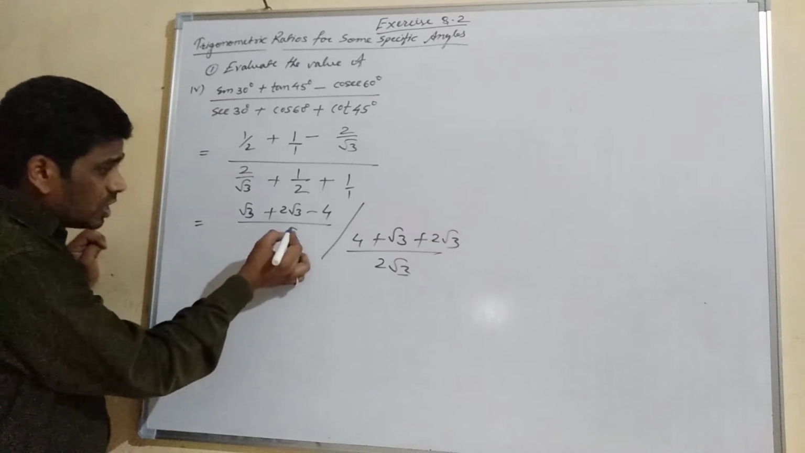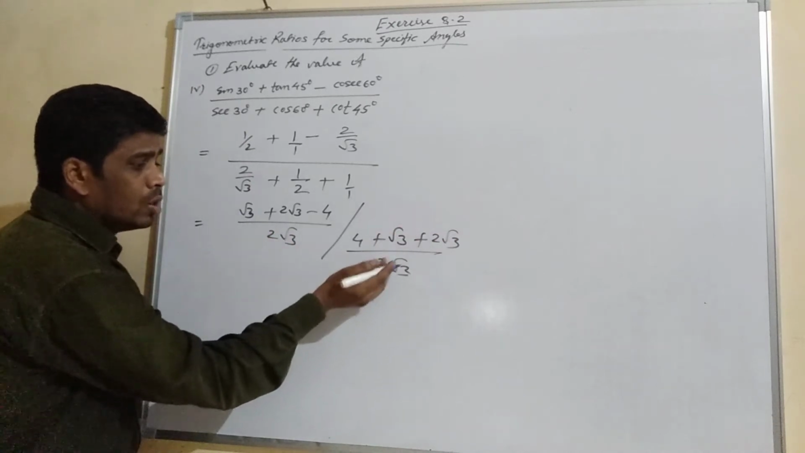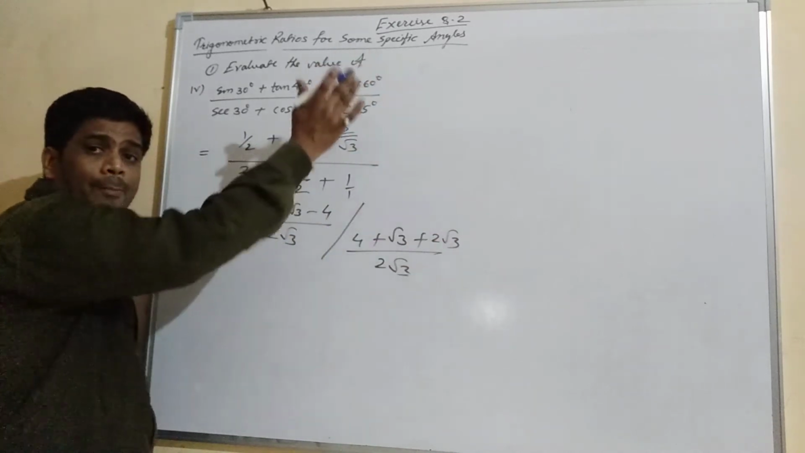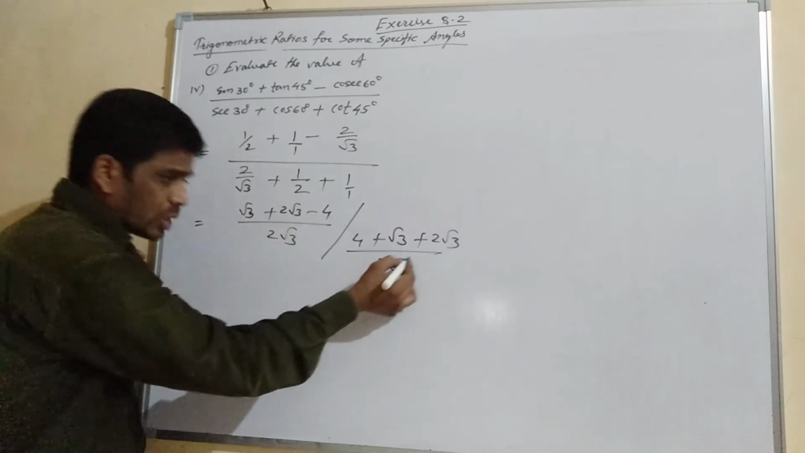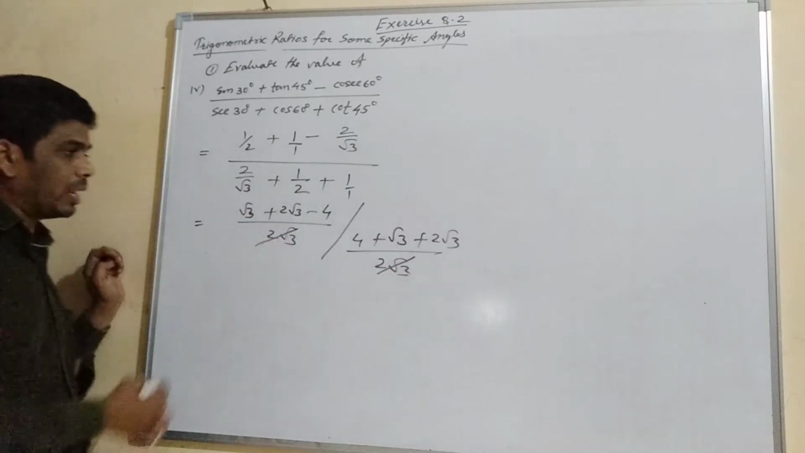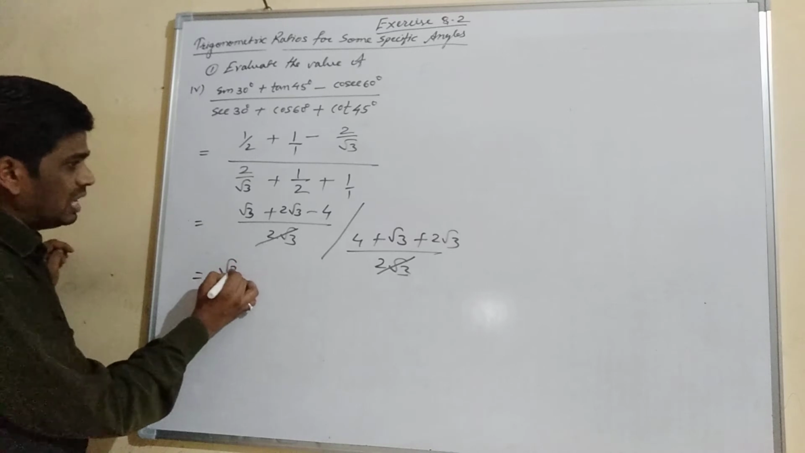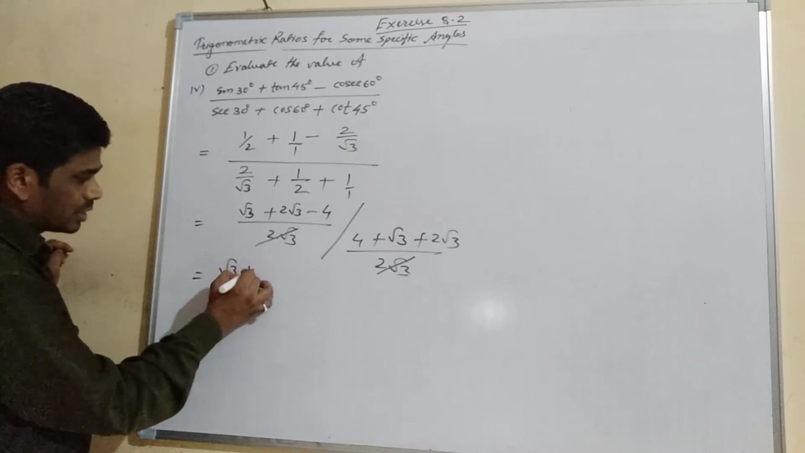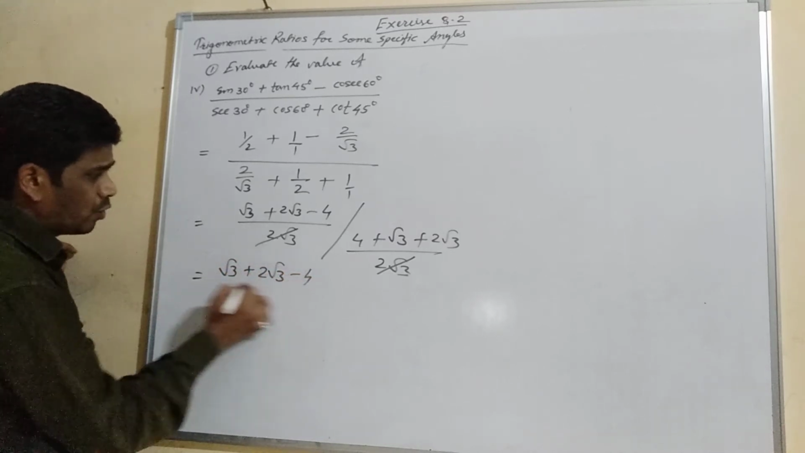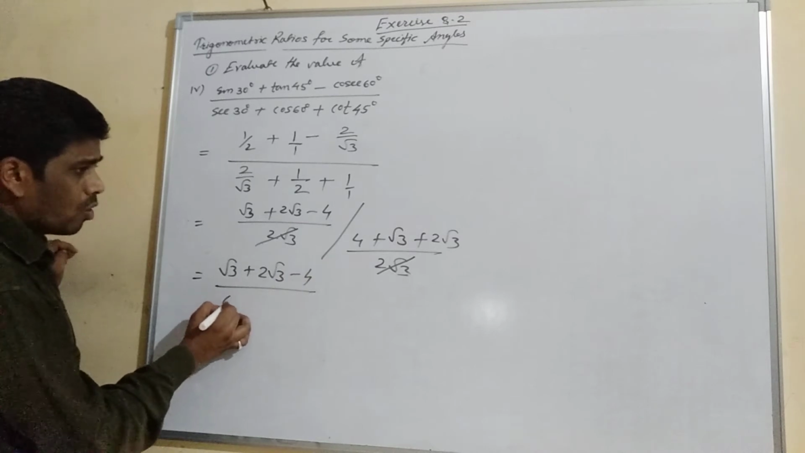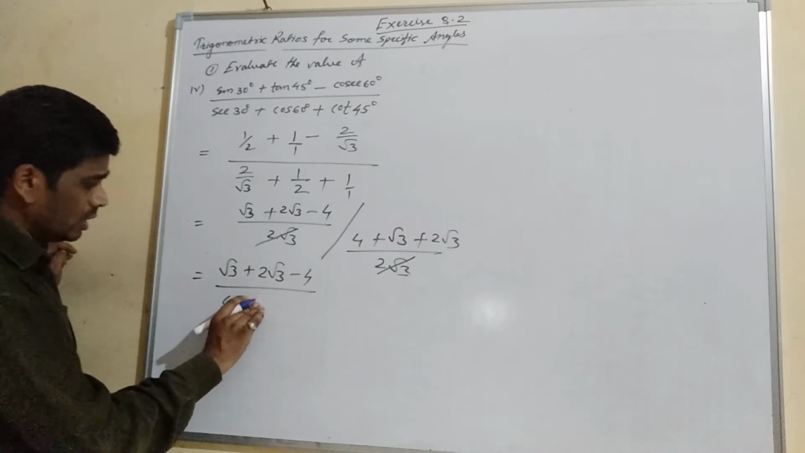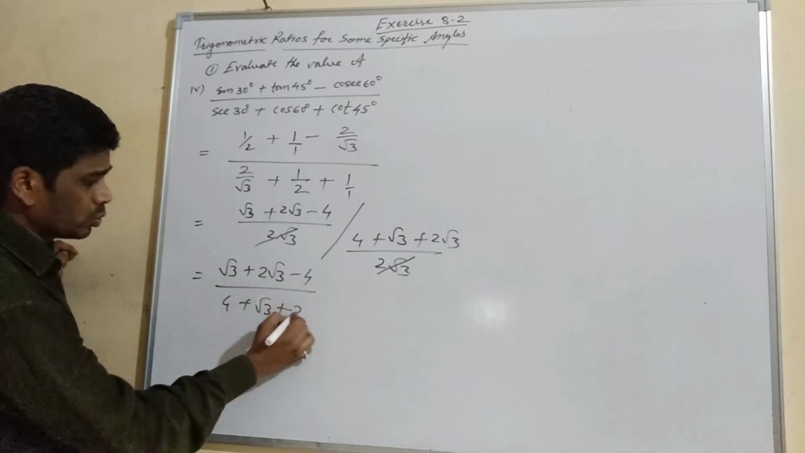Okay. So this, if we will make it inverse, so this will be 2 root 3 will be upside, and that will be cancelled with this. So can you cancel here only? Okay. Now what is that? Root 3 plus 2 root 3 minus 4 upon 4 plus root 3 plus 2 root 3.